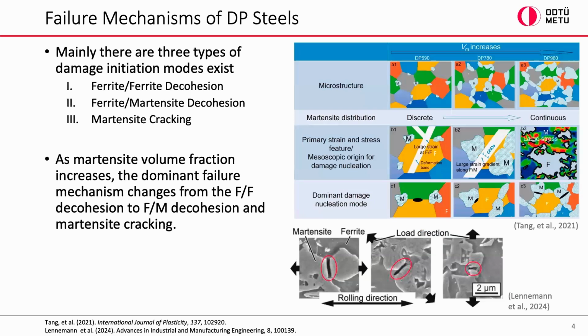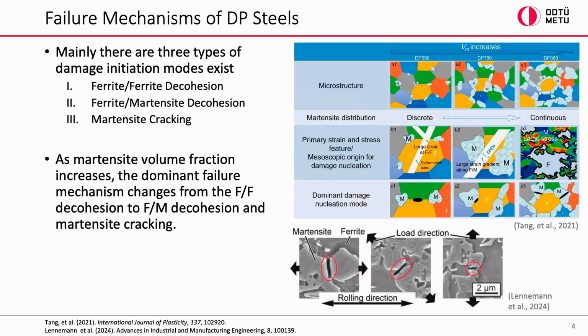In the literature, there are mainly three types of failure mechanisms in dual phase steel. They are listed as ferrite decohesion, ferrite martensite decohesion, and martensite cracking. What people assume is that as you increase the volume fraction of the martensite, you get bigger islands of martensite, and they're more connected, which can lead to the cracking of the martensite. And when they're in low volume fraction, they're more discrete. Therefore, martensite ferrite decohesion or ferrite debonding is more important.